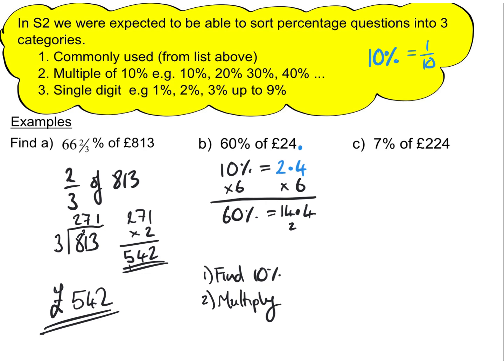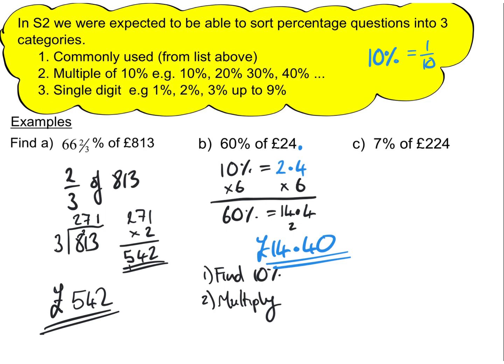Now, because this question was asking 60% of £24, and I've got this 14.4, the final answer I would need to convert into pounds. So 14.4 will be £14 and 40 pence. So remember to look at the units of the question you're doing.